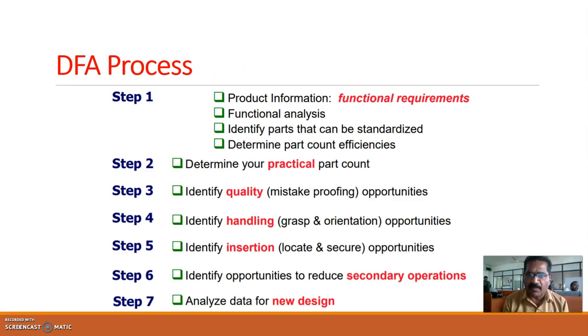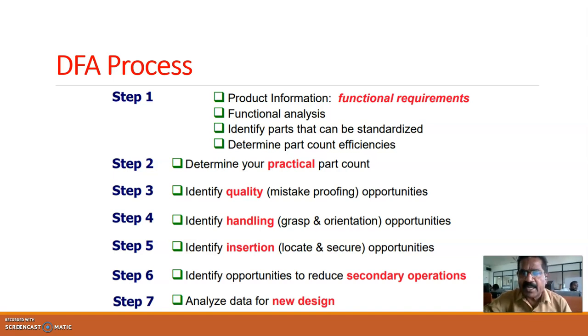First, step one, check the product information. What are the functional requirements? What functional analysis do you have to look at? We have a table as to how you can go through that. Identify the parts that can be standardized. Use basically standard parts. Determine parts that count on efficiencies.